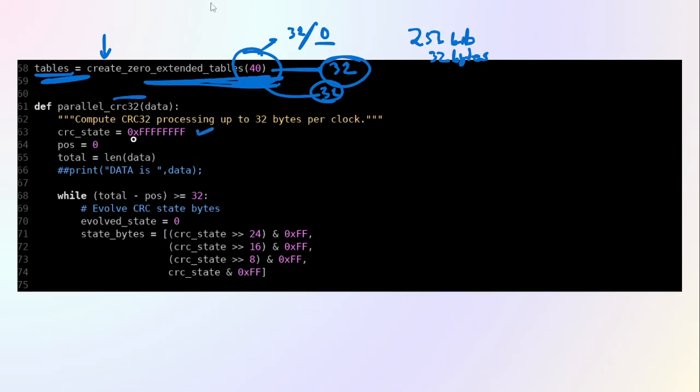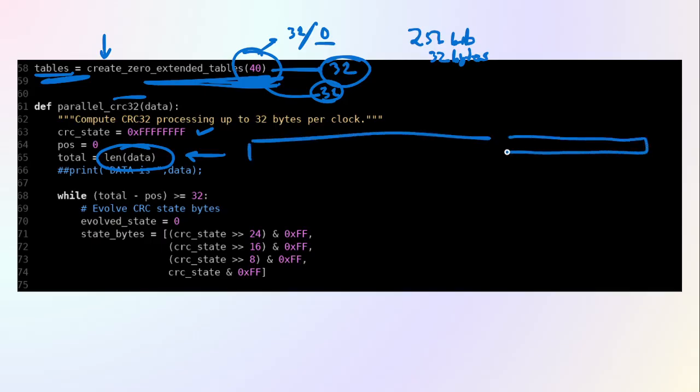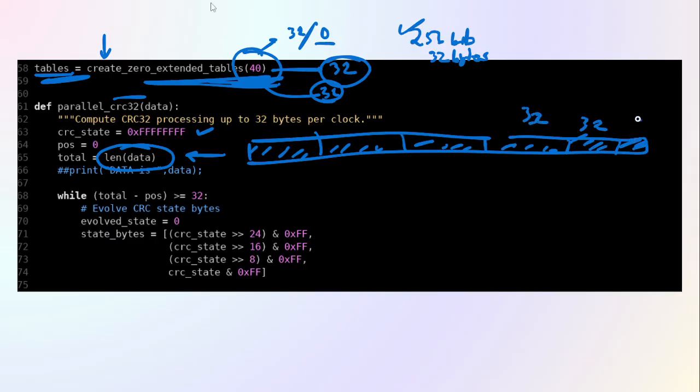And so I'll initialize my state, and then I'll basically start iterating over my data. My data is my total message. My message may be a very long message. I'll break it into 32 byte chunks, my 256 bit chunks, so I can feed it into my CRC machine. And in the end, I may not have a full word. This may be 32 bytes, 32 bytes, and 32 bytes, and so on, and then some leftover remnant bytes.